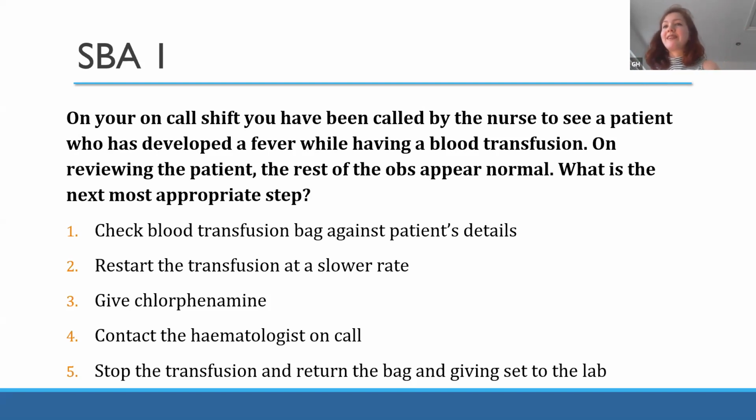You should always be checking the blood transfusion bag against the patient's details, because it is a never event to give the wrong bag to the patient. You want to do that before you're restarting the transfusion rate or anything else. That's just part of your assessment before you do any of this. So these other ones I'd say are your treatment options, whereas checking the blood transfusion bag is part of your assessment.